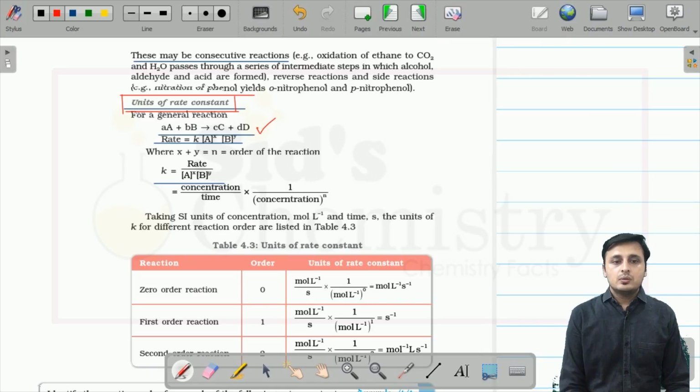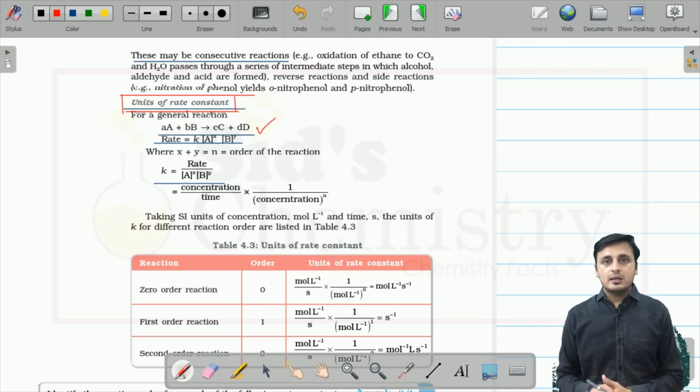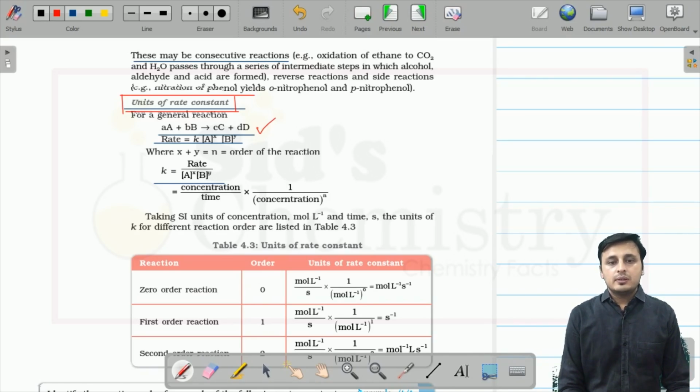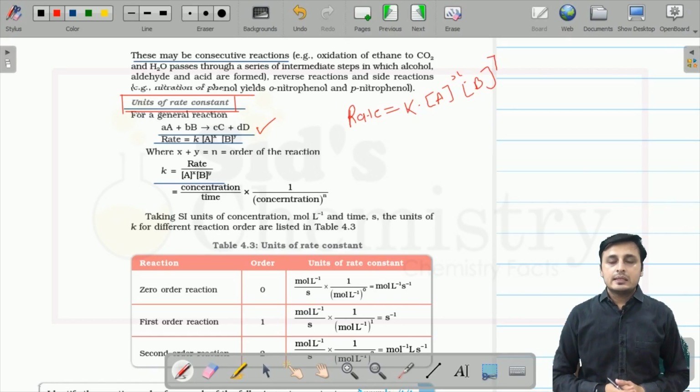In this reaction you can see that small a, b, c, d are the mole numbers and capital A and B are the reactants and capital C and D are the products. Now dear friends, if we represent its rate, we can represent the rate of reaction like k into [A] raised to x and [B] raised to y. This is called the rate equation, rate expression, rate law.